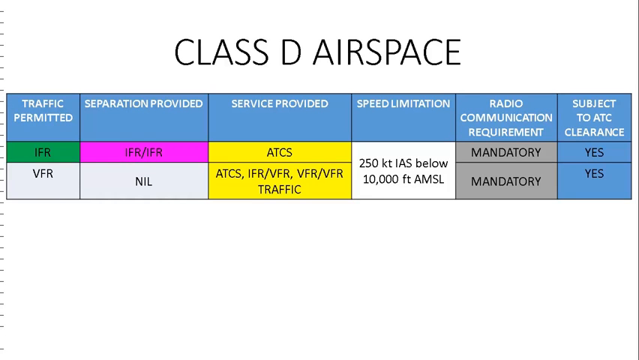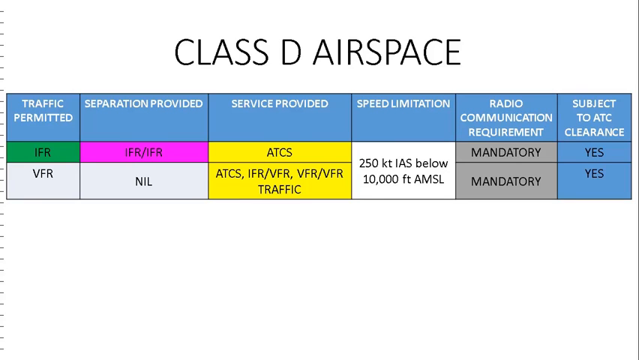Class D airspace. IFR and VFR flights are both permitted. IFR is separated from other IFR, and for VFR, no separation is provided. IFR is provided air traffic control services. VFR is provided air traffic control services. And with respect to other IFR or VFR flights, traffic information will be provided.